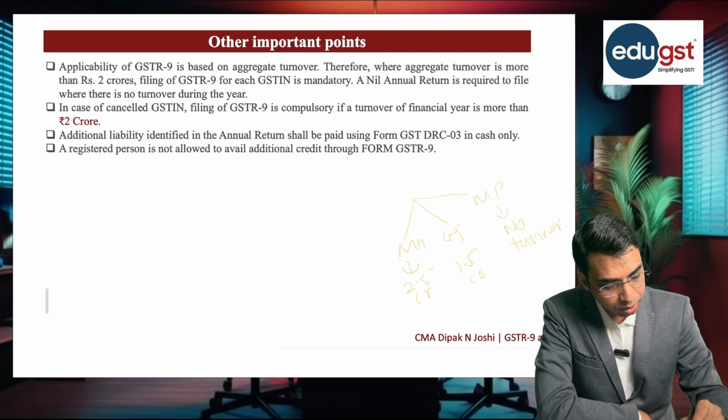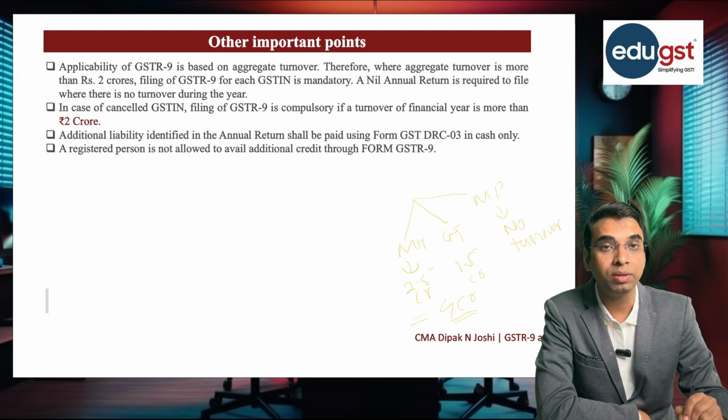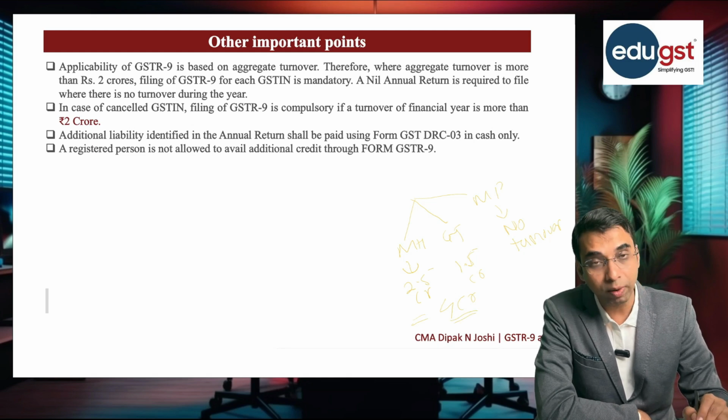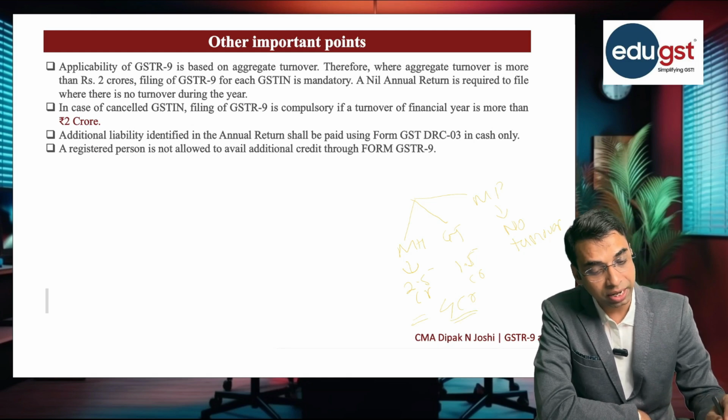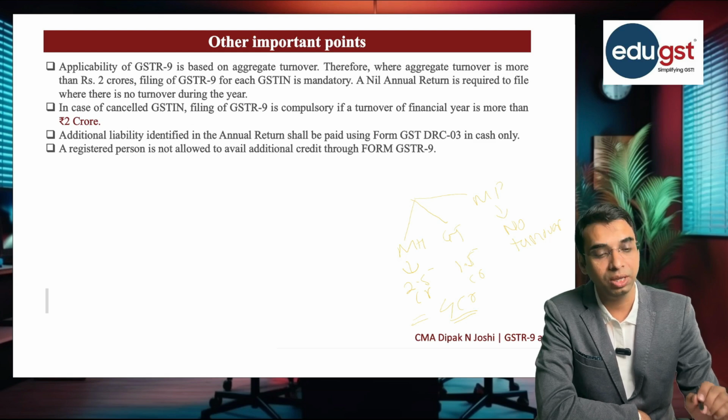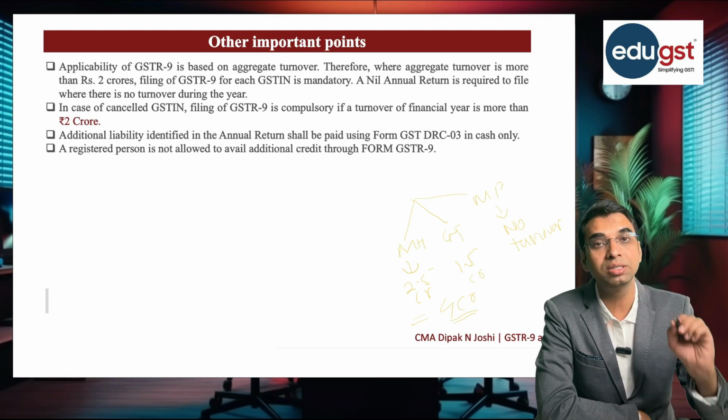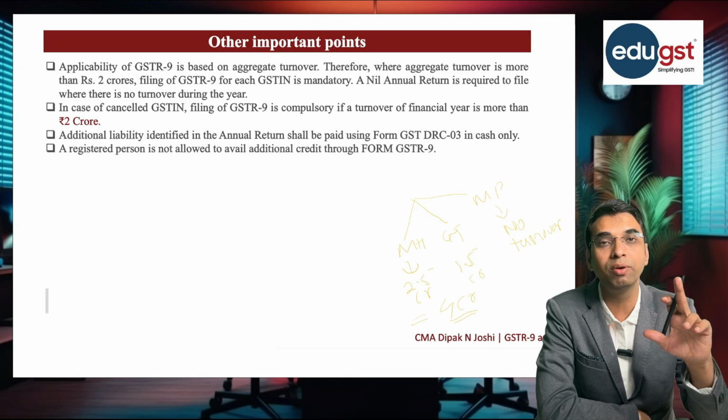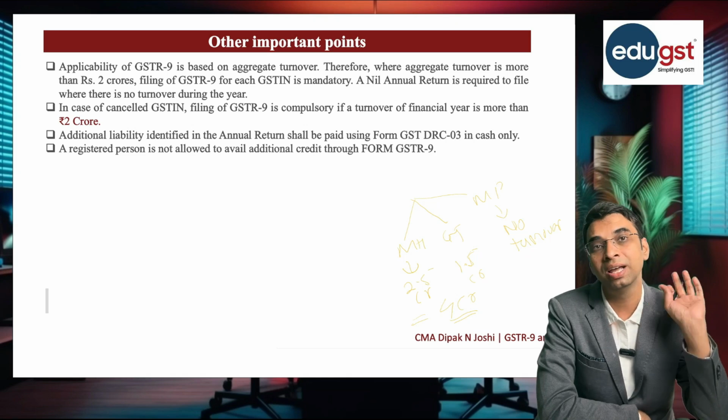So in this case, the total turnover is 2.5 crores plus 1.5 crores. So it is 4 crores, right? So in this case, you are required to file GSTR 9 in all 3 cases. Even if in Madhya Pradesh your turnover is nil, there is no turnover, still you are required to file a nil GSTR 9.